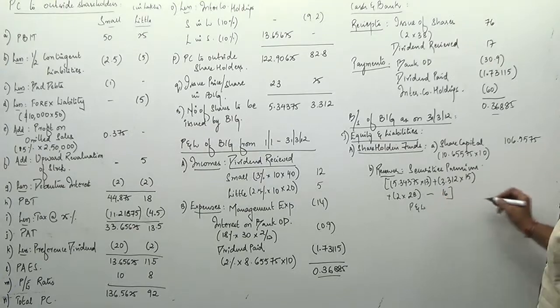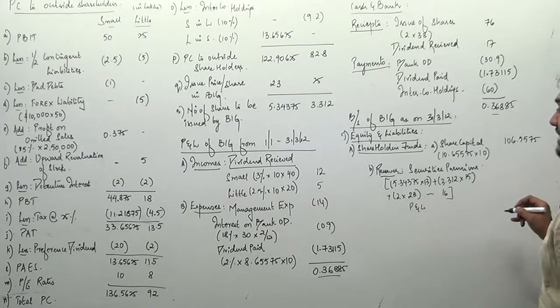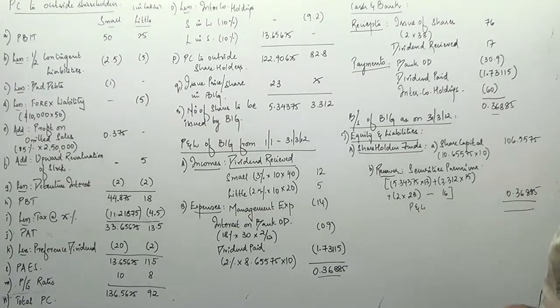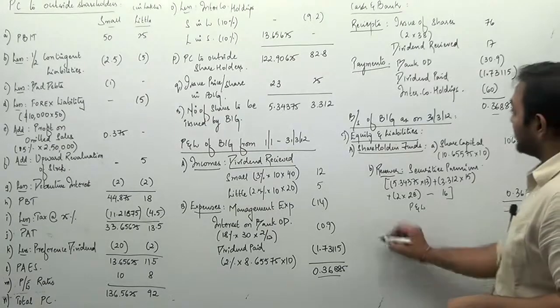Then the P&L figure, that will be the end of the liability side. My P&L, I already have the answer, 0.36885. And that's it for the balance sheet.